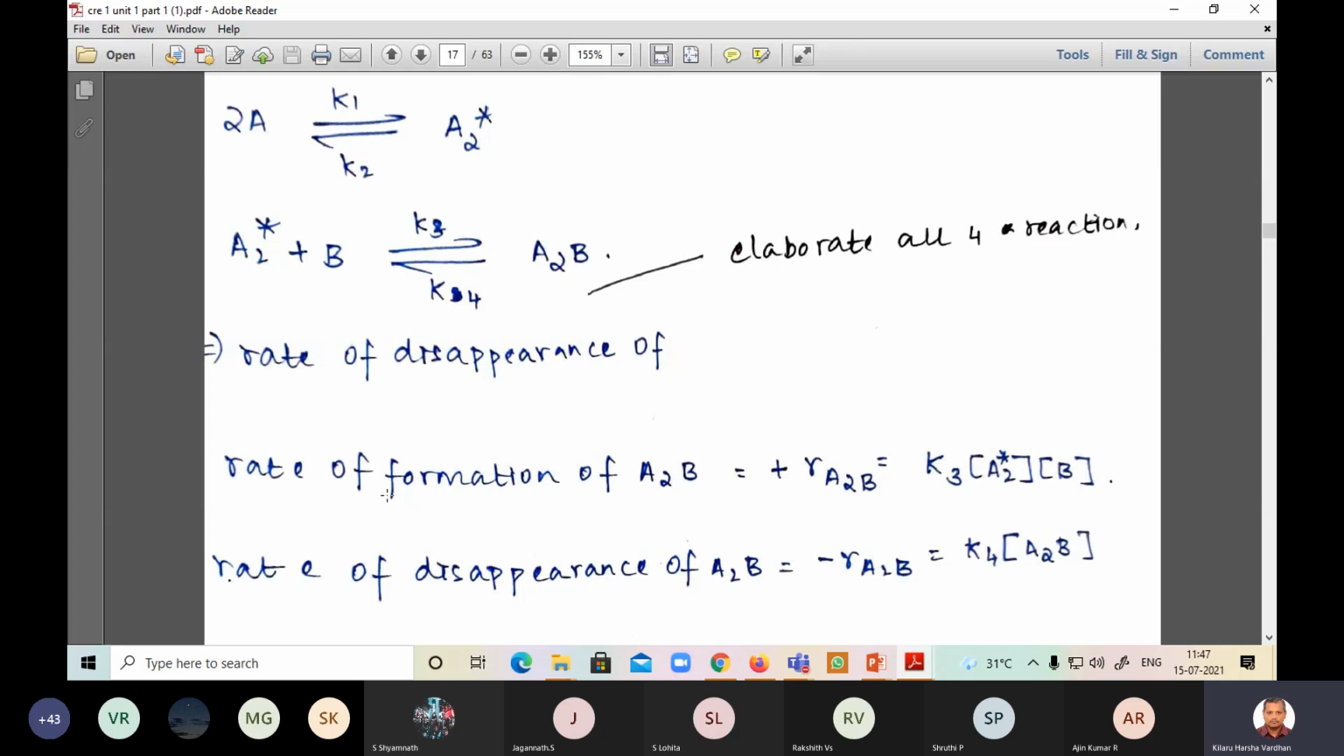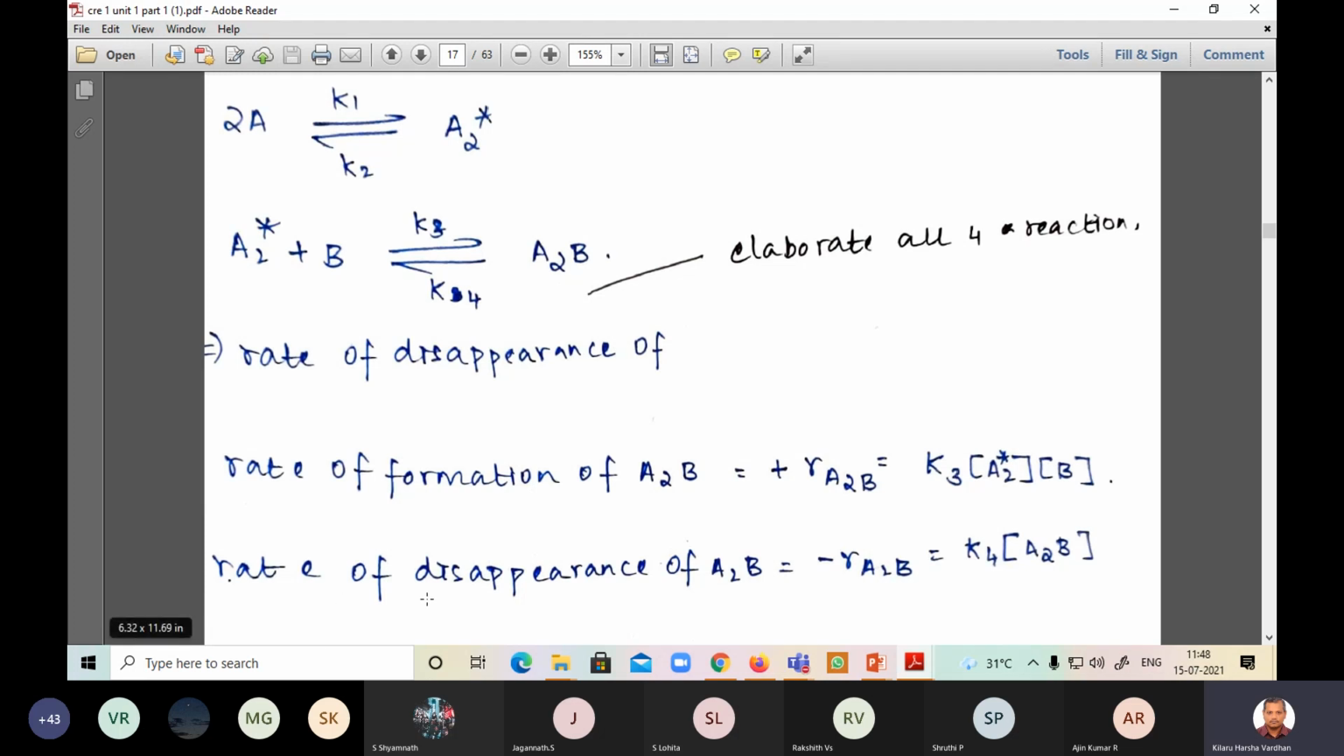So the rate of formation of A2B is nothing but K3. Wherever the arrow mark points to the product side, from that side you have to put K3 into the concentrations. If you are writing the other direction, it is K4 into this, because it is the reactant and this is the product. So the rate of formation of A2B is K3 into concentration of A2 star into concentration of B.